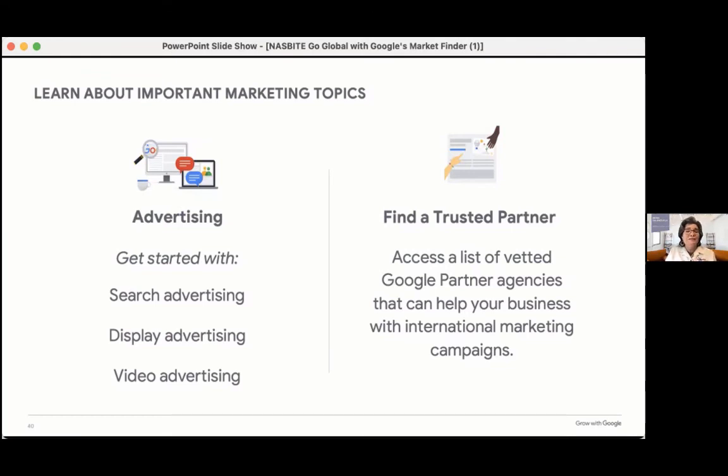Finally, as with operations, marketing your business across the globe may go more smoothly with partners who have experience and expertise in global markets. You can find agencies who have completed all the international growth program trainings provided by Google and met preset customer objectives on MarketFinder. So you can definitely go there and start checking them out.